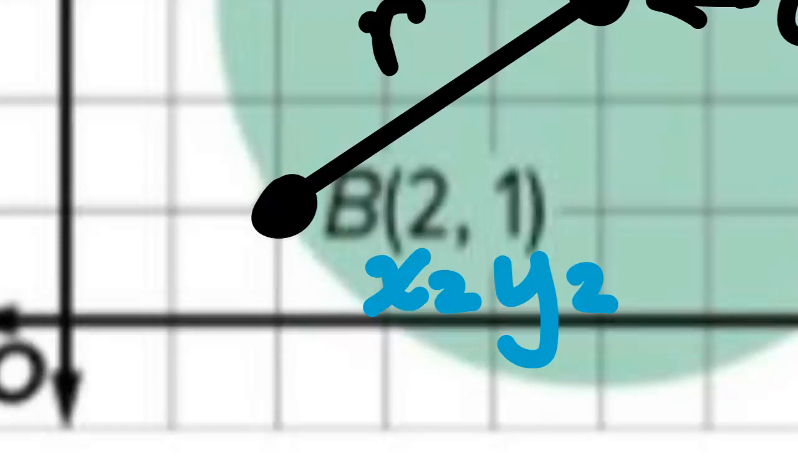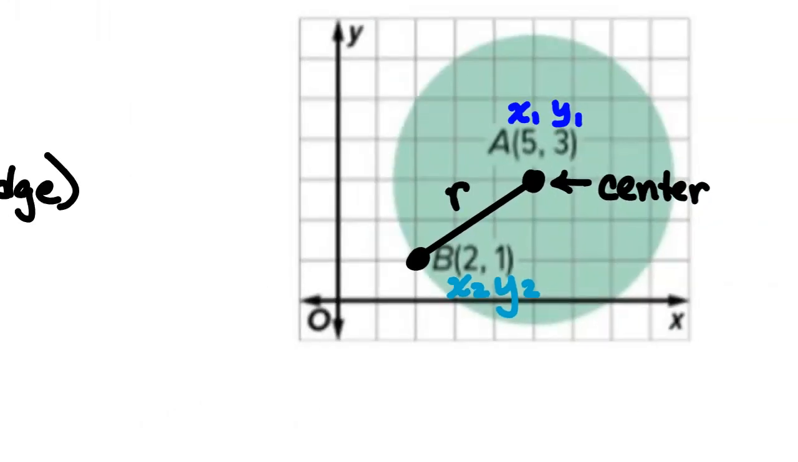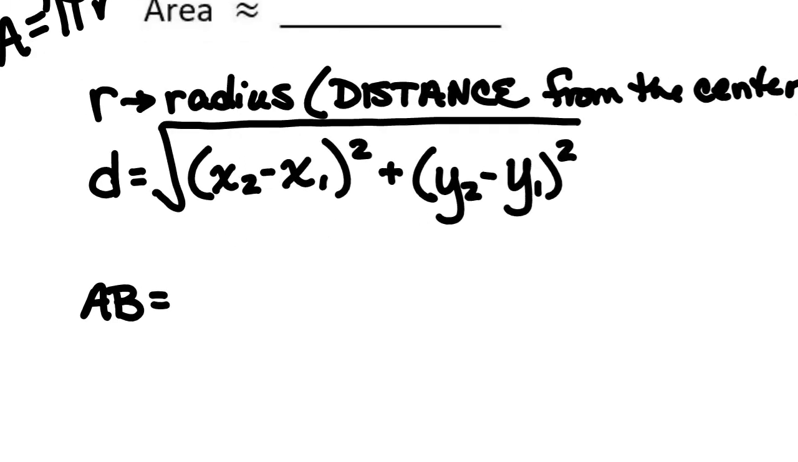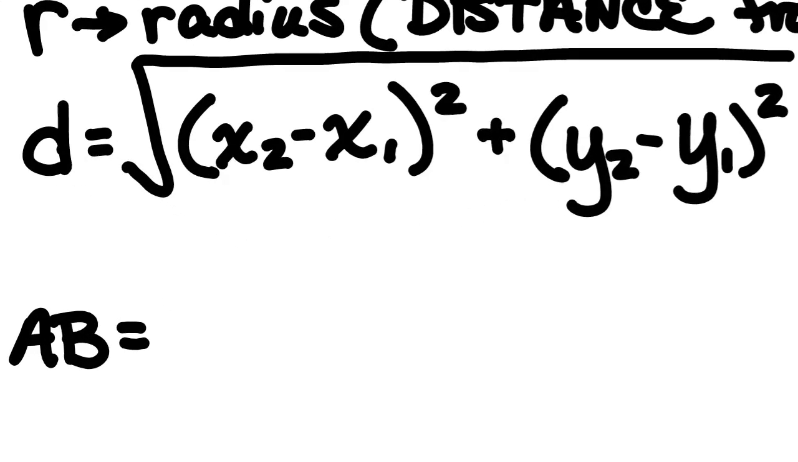It does not matter if you flip it around the other way. Just make sure that inside one set of parentheses you have an x and a y. It's not x1, x2. It's x1, y1, x2, y2. All right, so I'm going to subtract my x's. x2 is 2. So I have 2 minus my x1, which is 5. That goes inside parentheses and gets squared.